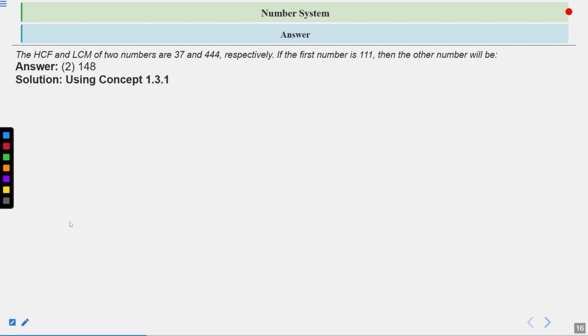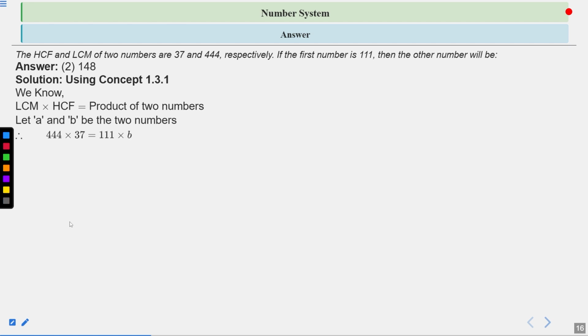Now see the detailed solution using concept 1.3.1 in this question. We know that the product of LCM and HCF is equal to the product of the two numbers. So let A and B be the two numbers. So we can say that 444 into 37 equals 111 into B. Simplifying it, 444 divided by 111 is 4 times. Now we just multiply 37 into 4, and we get the value of B. So 4 into 37 equals B. So we get the value of B, which is 148. So second is the correct answer of this question.